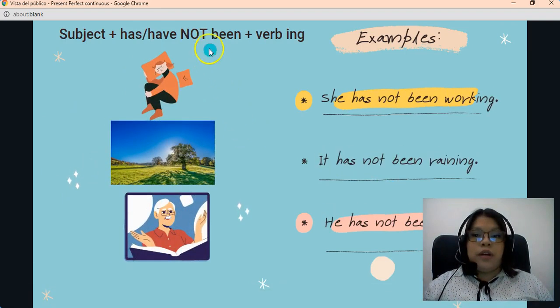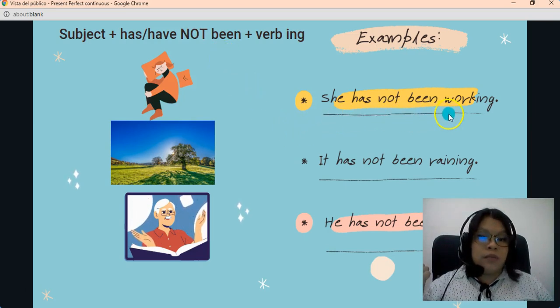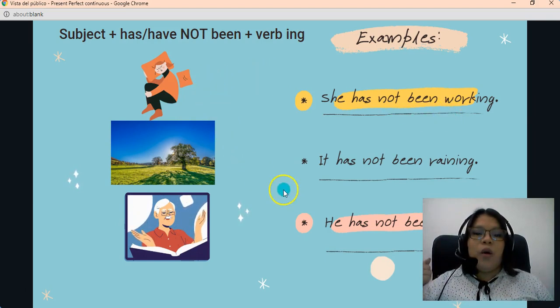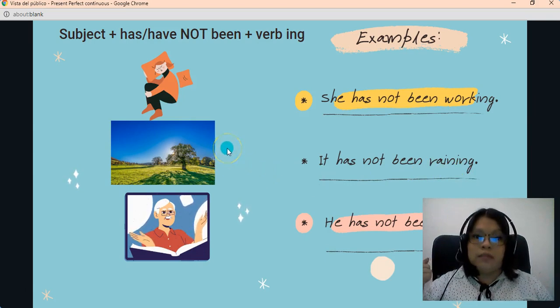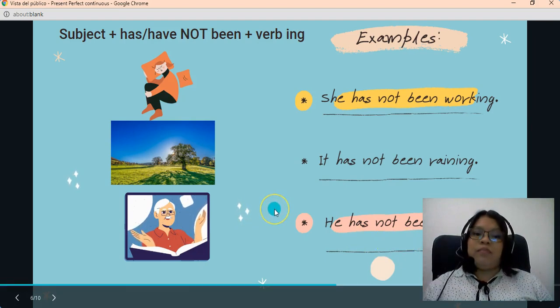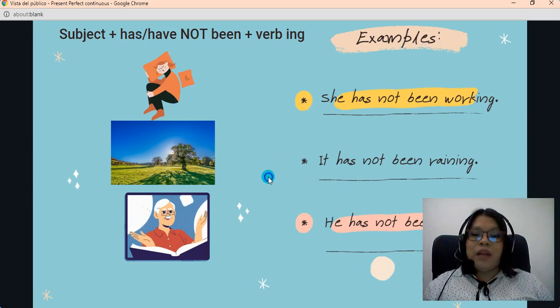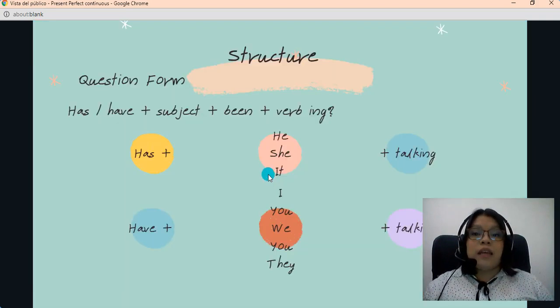So the structure right here so you can remember, and let's read. She has not been working. She's sleeping clearly, right? Or it has not been raining. It's pretty sunny outside. He has not been walking. He's talking right now, so. Okay.